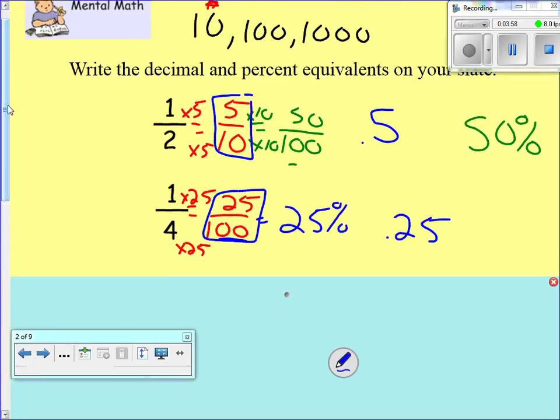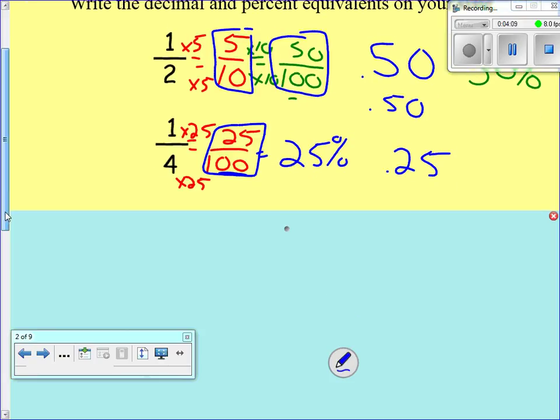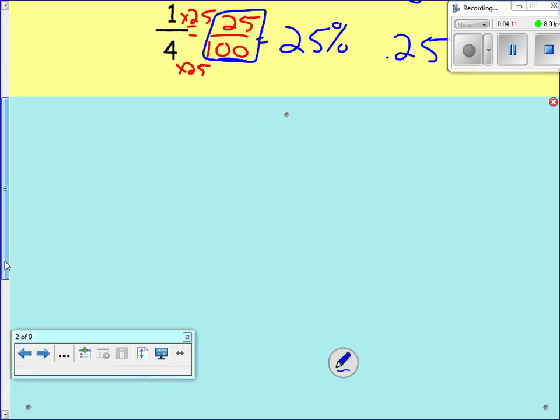Now, I'm going to go back up to this. If I wanted to change 50 over 100 into a decimal, it'd just be 50 hundredths, which would be the same thing as 5/10, right? Just kind of keep that in mind. Doesn't matter. We can keep on adding zeros. It's going to be the same number. Keep going here.